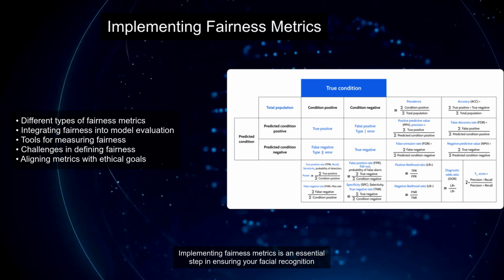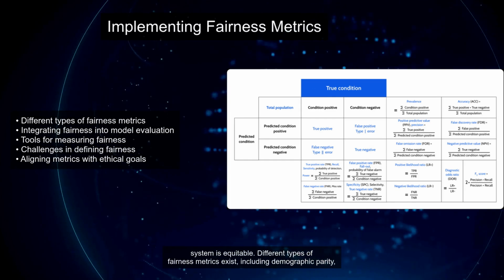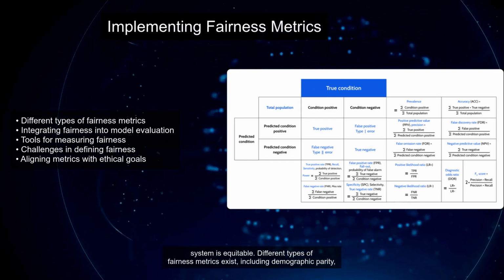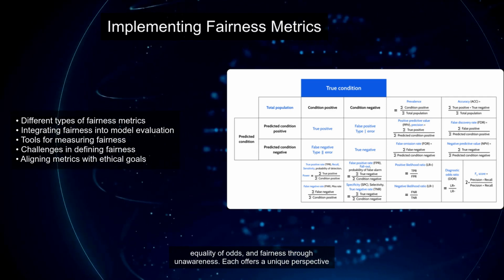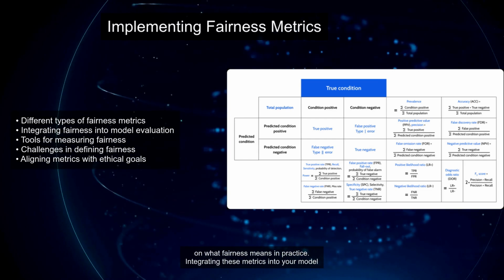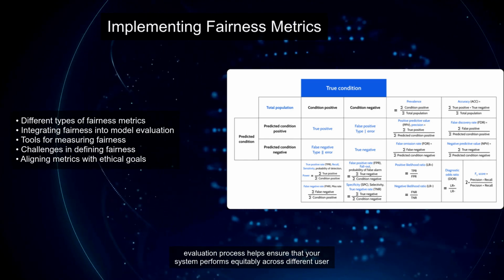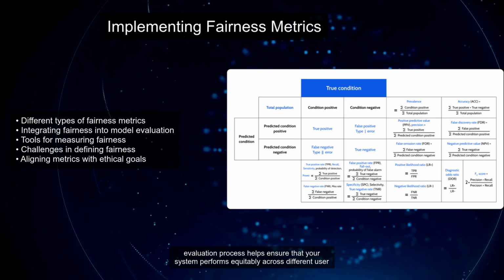Implementing fairness metrics is an essential step in ensuring your facial recognition system is equitable. Different types of fairness metrics exist, including demographic parity, equality of odds, and fairness through unawareness. Each offers a unique perspective on what fairness means in practice. Integrating these metrics into your model evaluation process helps ensure that your system performs equitably across different user groups.